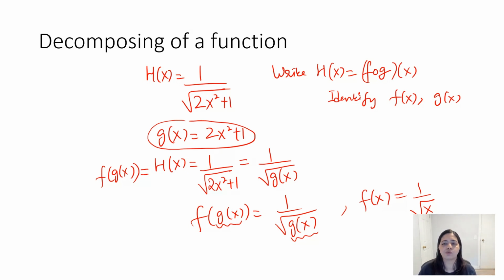So f of x is 1 over square root of x. So we have found the answer. h of x is actually f of g of x, where f of x is 1 over square root of x and g of x is 2x squared plus 1. If you want to confirm your answer, you can again take the composition of those two functions. You should get back the original function.